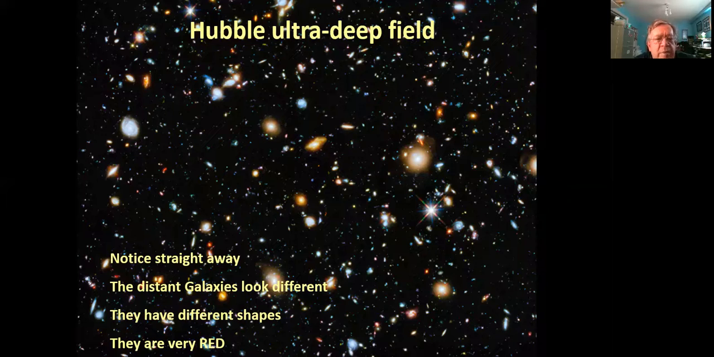But when we look at this photograph, we notice straight away that the distant galaxies look different to the more nearby, easily recognizable ones. They're actually different shapes. They're a little bit more irregular and less well defined. And of course, they're also very red in color. If you see a red object in here, like this little red dot here, that is a very distant galaxy, and perhaps another not quite so distant one there.